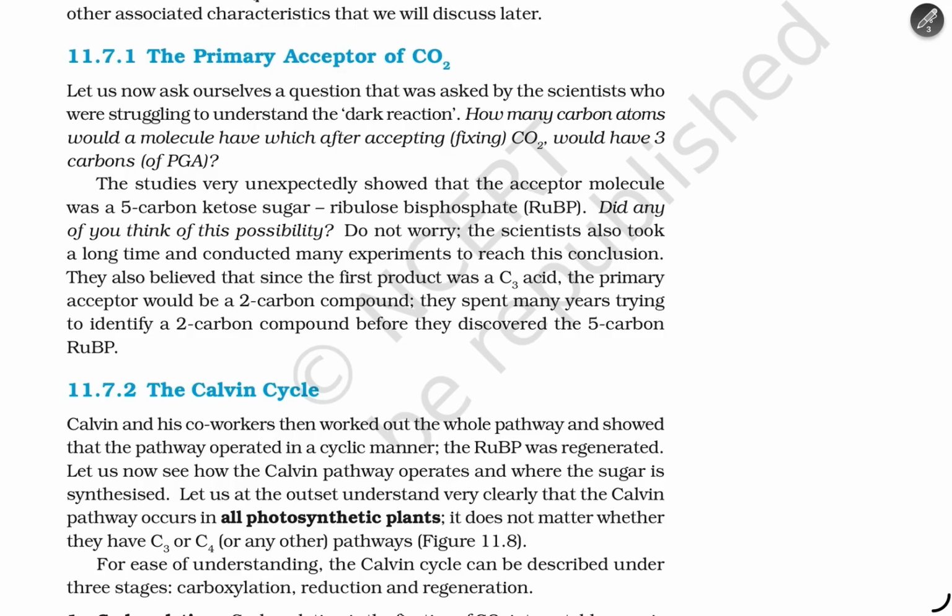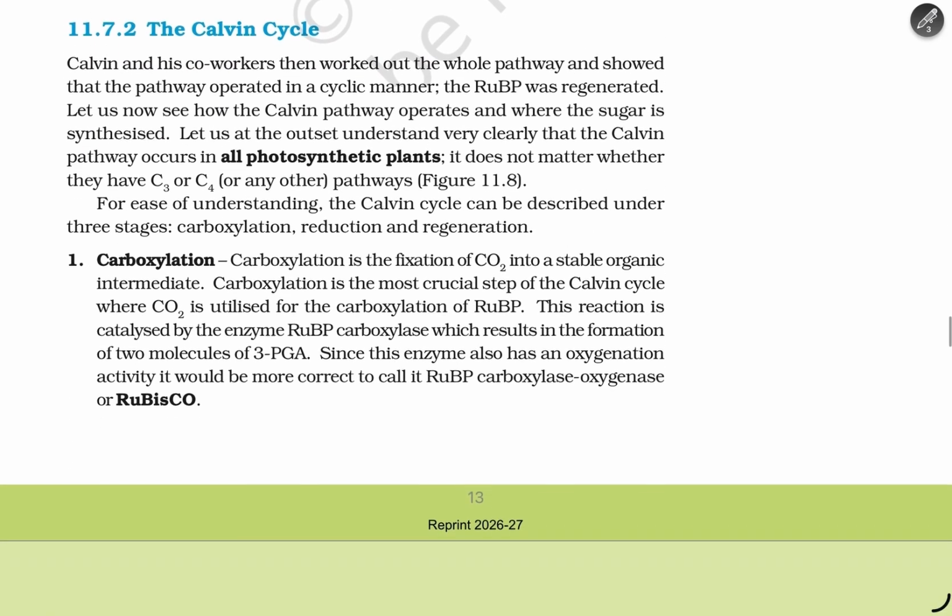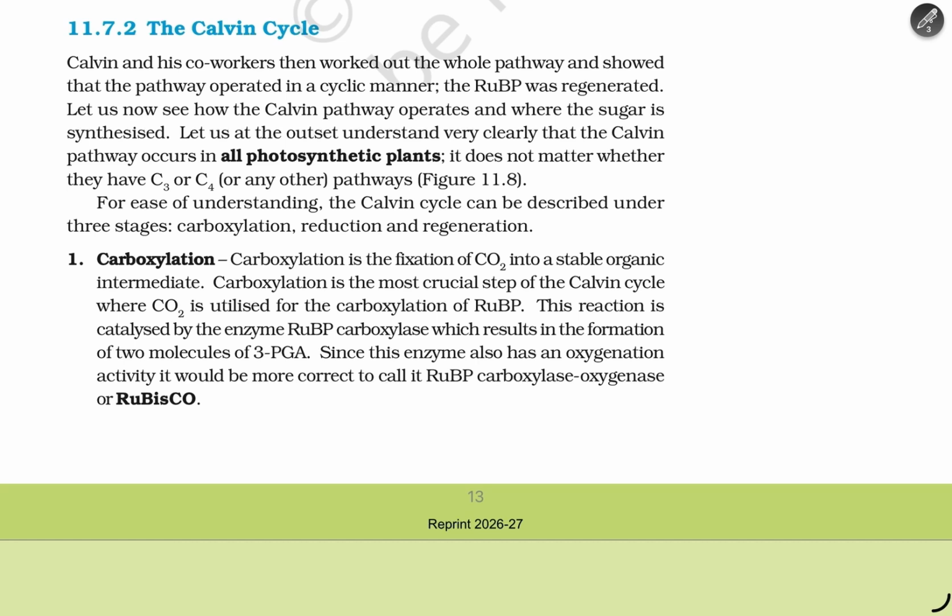It was believed that since the first product was a C3 acid, the primary acceptor would be a 2-carbon compound. They spent many years trying to identify the 2-carbon compound before the discovery of the 5-carbon RuBP. Calvin and his co-workers worked out the whole pathway and showed that it operated in a cyclic manner, with RuBP being regenerated. Let us now see how the Calvin pathway operates, where the sugar is synthesized.